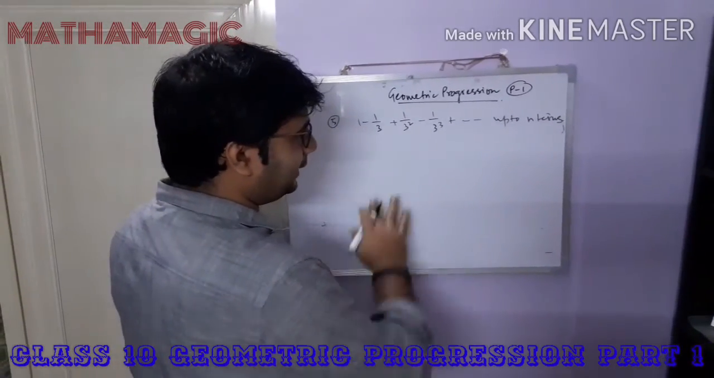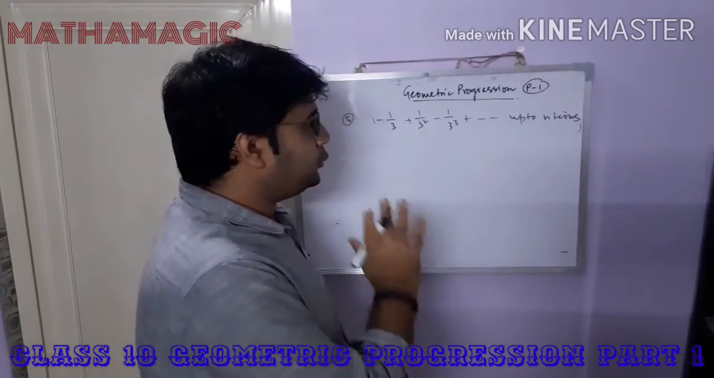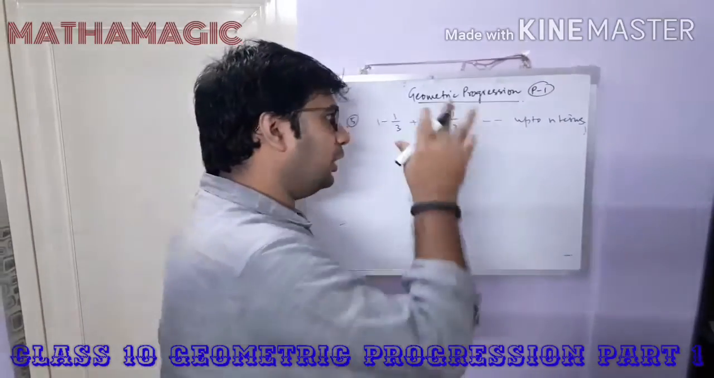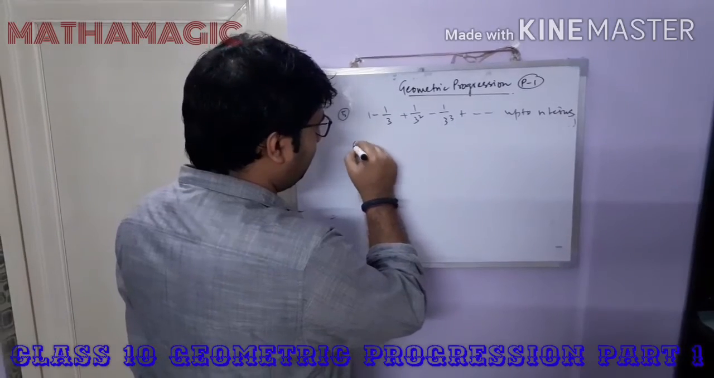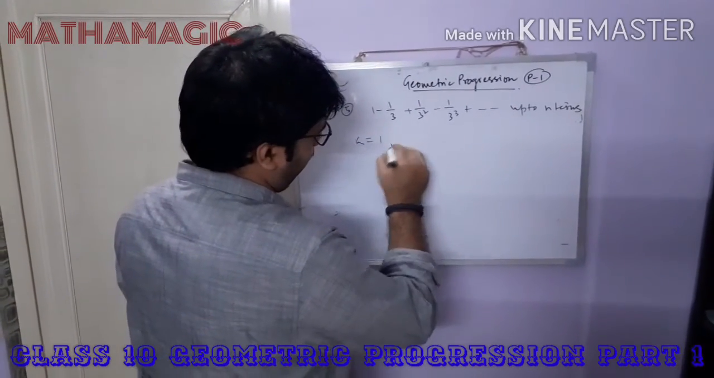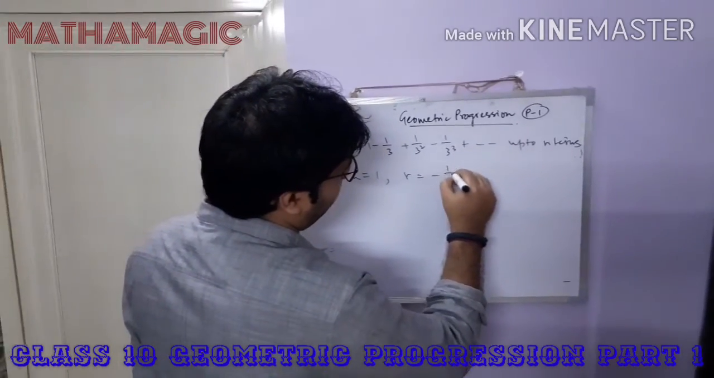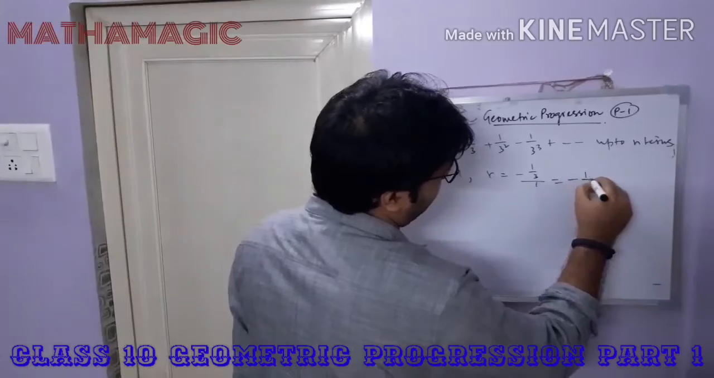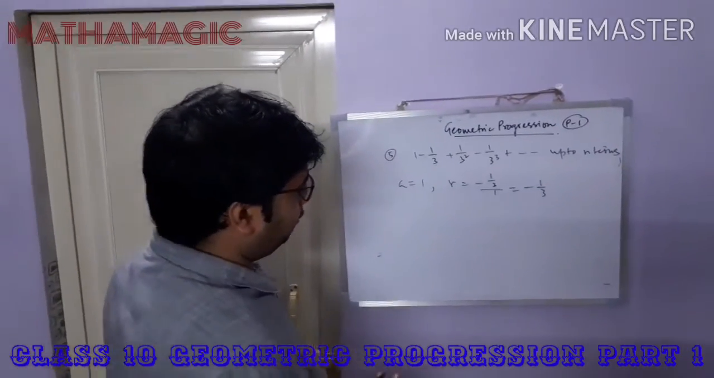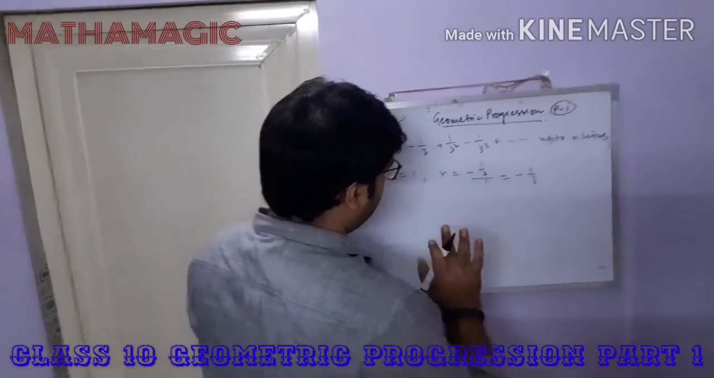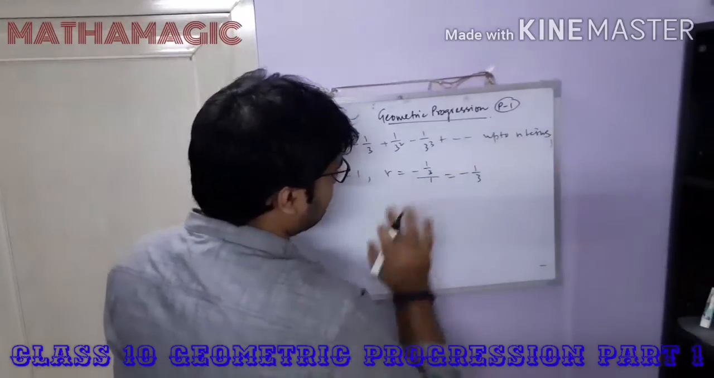It is already stated that this is a GP series, so there is no burden on me to prove that this is a GP series. So we just need to find the first term, that is a, which is clearly visible that it is 1. And if we find r, then it will be minus 1 by 3 divided by 1, that will be minus 1 by 3. No need to go for any other calculations. We have got a and we have got r. We have to find the sum up to nth term.